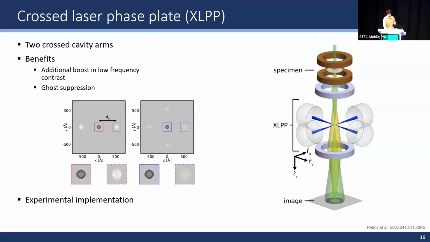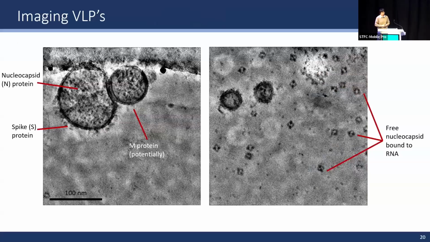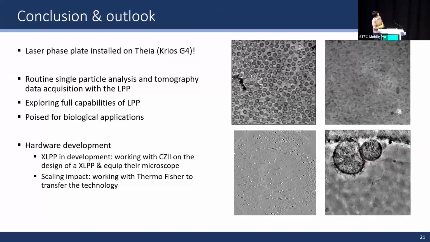Before I end, I'd like to throw out another example. We're working towards more biologically relevant samples. This was also on the Titan. Pretty recently, we've imaged some VLPs, and you can really see that these proteins just pop out. We haven't done any processing on these yet, but stay tuned. So for that, I'd like to conclude and provide a bit of an outlook.